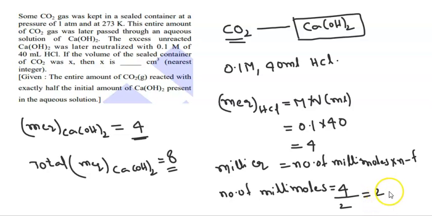That implies 2 millimoles, which can be written as 2 into 10 to the power of minus 3 moles. 2 millimoles get converted to 2 into 10 to the power of minus 3 moles. This is about calcium hydroxide. That is the calcium hydroxide moles that reacted with CO2.